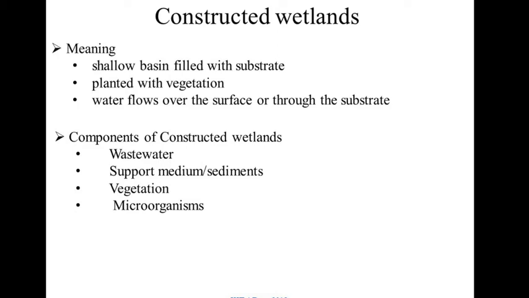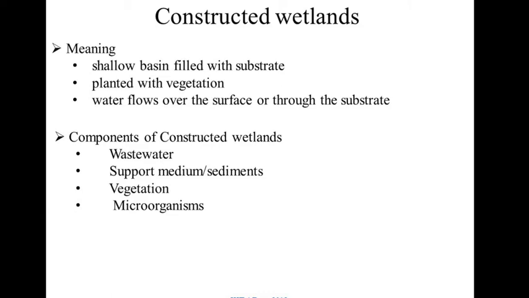So what are the components of the wetland plants? The first is the wastewater. It may be sewage wastewater or maybe industrial wastewater, which is going to be treated by the wetland plants. So the wastewater is the main component. Next, the supporting medium. It may be gravel, sand, charcoal, plastic, or sediments. Next, vegetation, that is the wetland plants, and finally the microorganisms. So these are the basic four parts of the constructed wetlands.